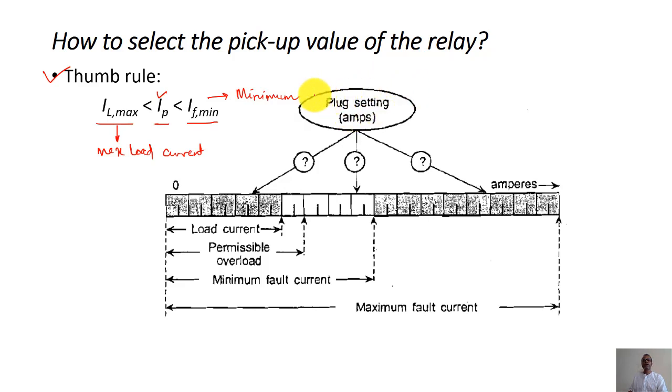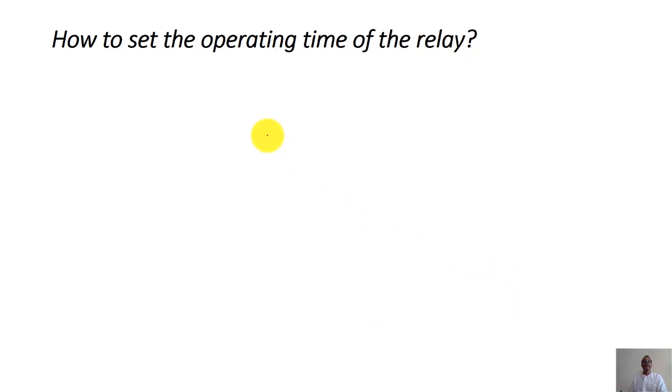Now we can see how the pickup setting is done. You can see here, this is your actual load current, and this is your permissible load current range, that is the overloading condition. Now, your minimum fault current is here, and that means we need to set the pickup value in this range, right? And this is your maximum fault current. Okay, then how to set the operating time of the relay?